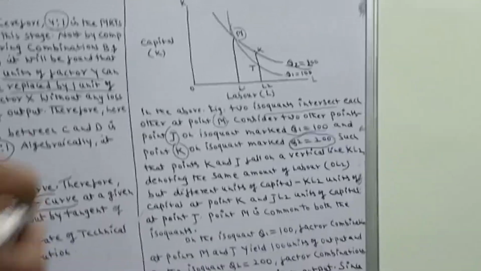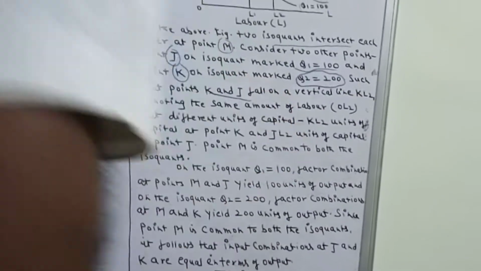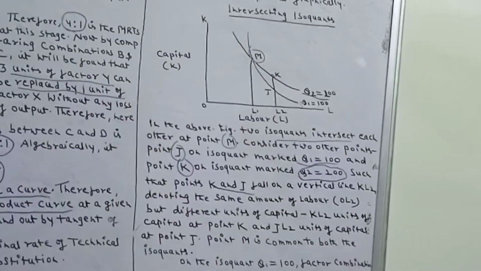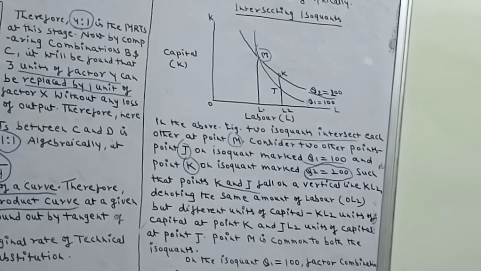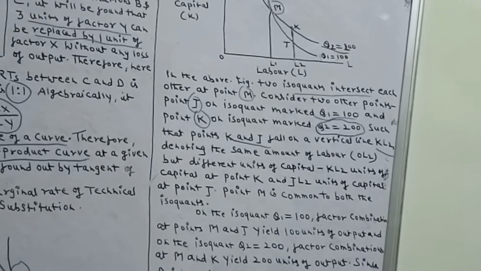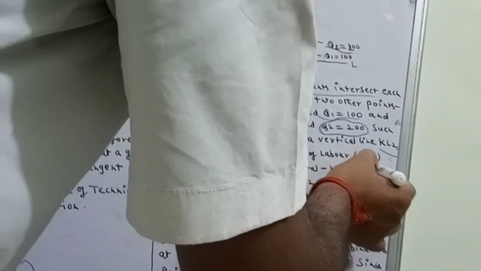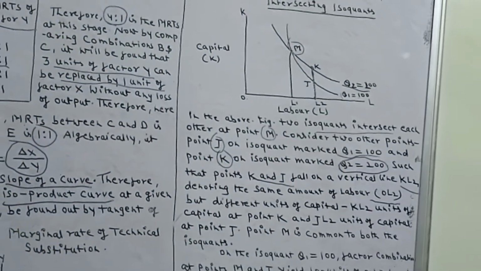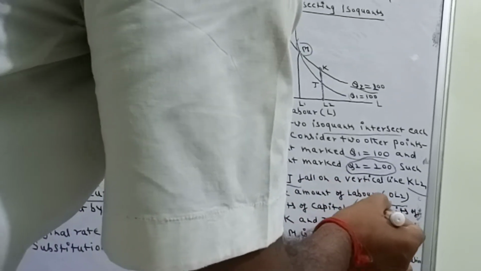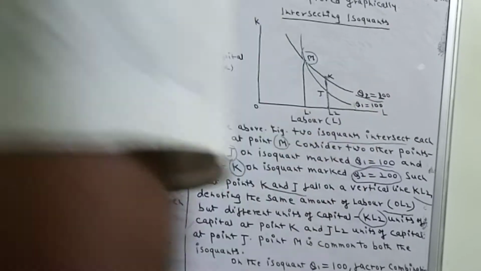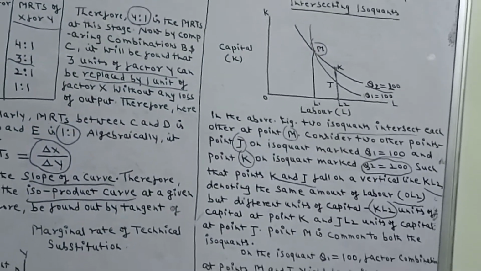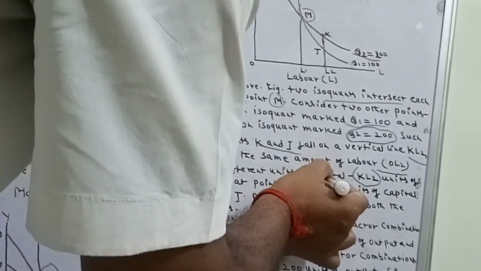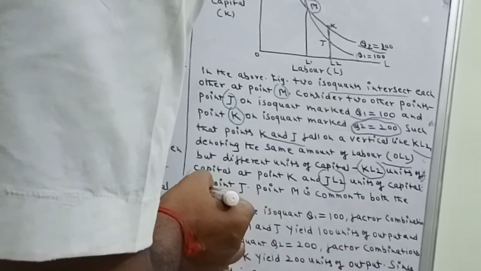such that points K and J fall on a vertical line, denoting the same amount of labor, that is OL2, but different units of capital, say KL2 units of capital at point K, and JL2 units of capital at point J.